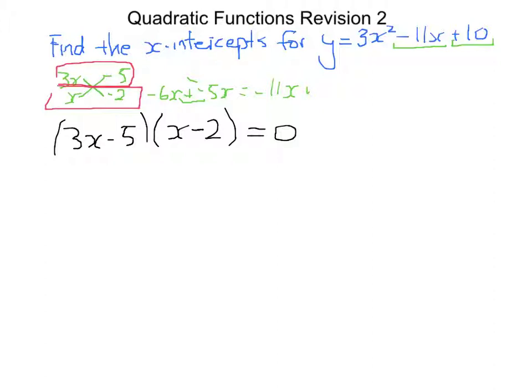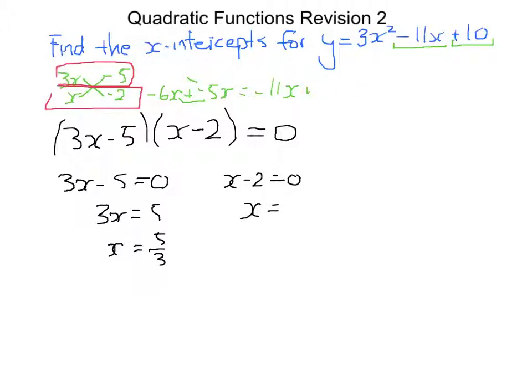So what we do is we apply the null factor theorem, where we take each one of those two factors, or each one of those two brackets, and set them equal to 0. So we could have 3x minus 5 is equal to 0. Add 5 to both sides, we have 3x is equal to 5. Divide both sides by 3, we end up with x is equal to 5 over 3. Or, for the second bracket, we say x minus 2 is equal to 0. Add 2 to both sides, x is equal to 2.